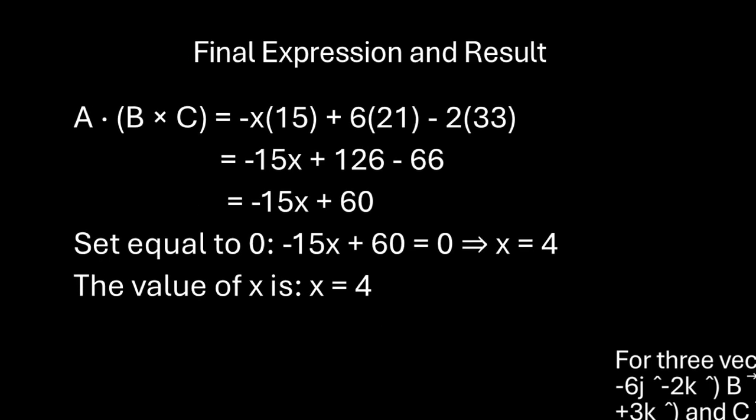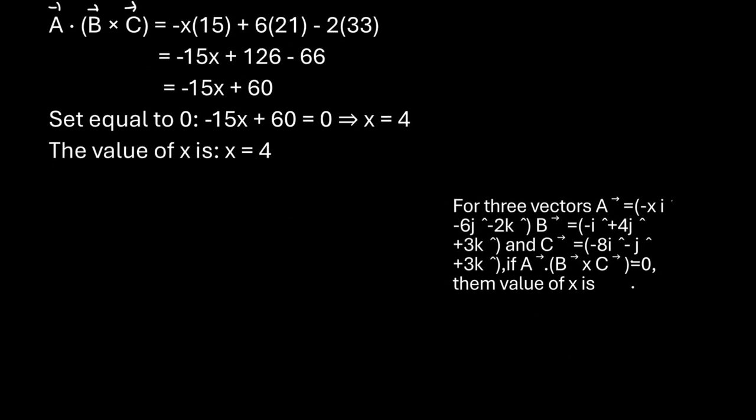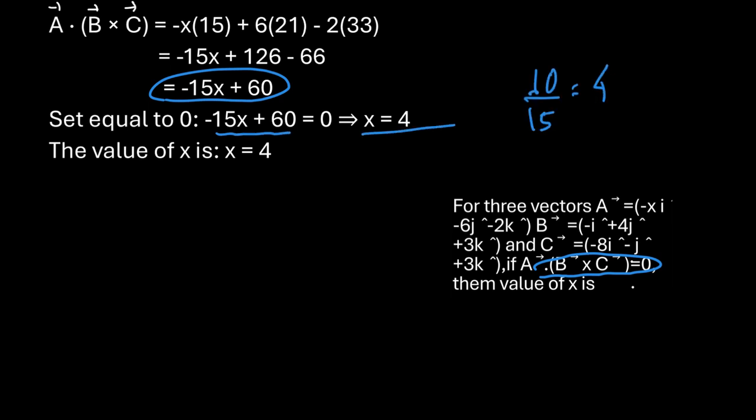So what we get is A dot B cross C is equal to minus 15x plus 21 times 6, which is 126, minus 33 into 2, which is 66, and 126 minus 66 is 60. So A dot B cross C is, again, this is not the magnitude, this is the scalar. So the triple product gives minus 15x plus 60. Now, it is given to us that A dot B cross C is equal to 0, and therefore this determinant has to be equal to 0, which means minus 15x plus 60 is equal to 0, and therefore x is equal to 60 upon 15, which is equal to 4.